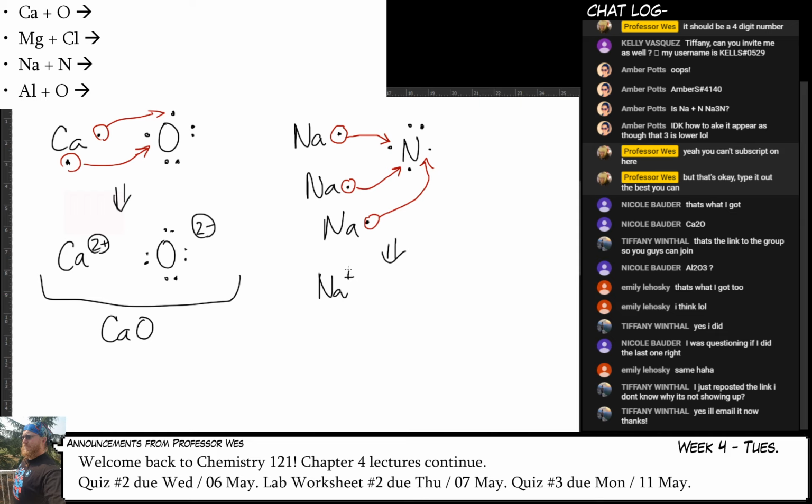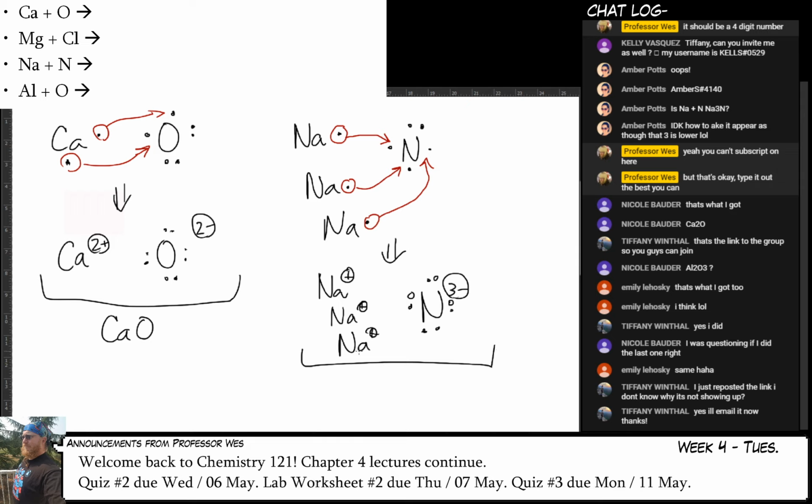So this is what I have now. I have 3 of these sodium plus ions. And I have an N with a 3-, because here were the 5 electrons it started with, and now it has 3 more.